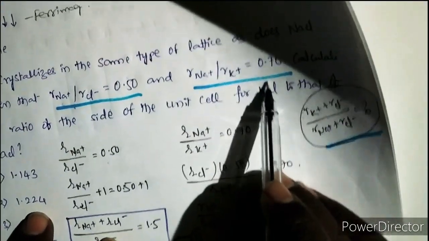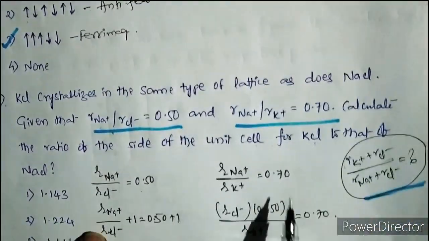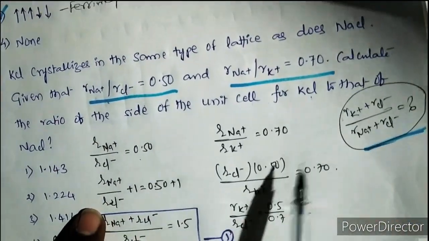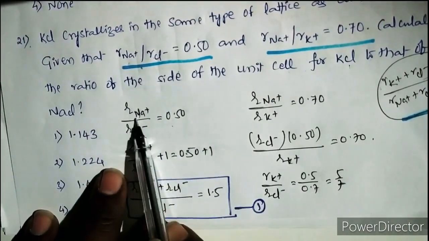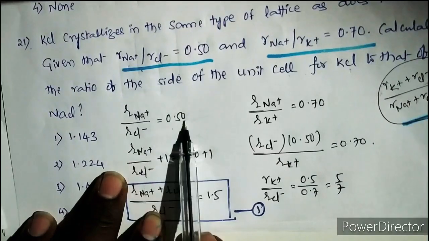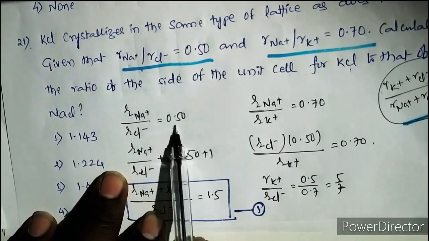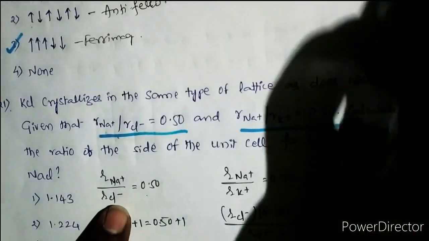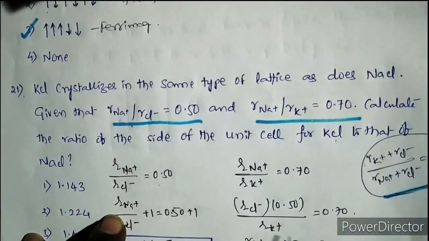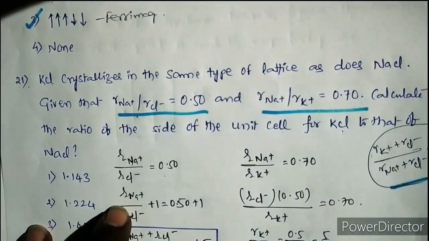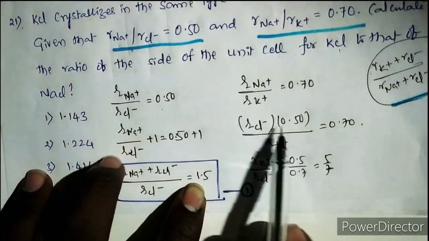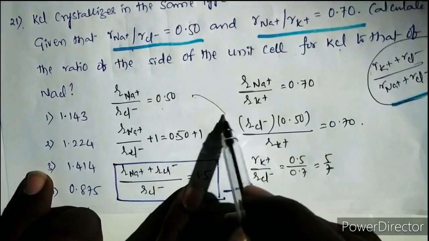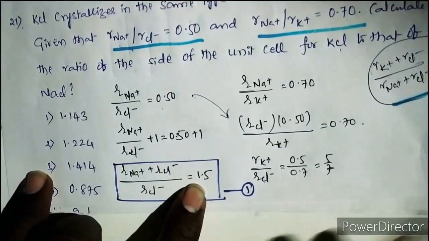And the second one given is this. This I will change to here. RNa+ means what? From this, RNa+ is equal to 0.5 into RCl-. Can I write like this? So I'll substitute in this. So you will get RK+ by RCl- is equal to 5 by 7. This value is from this equation. Okay, 5 by 7 you are getting.